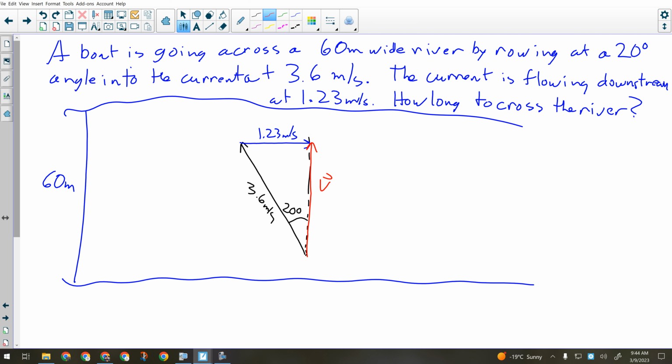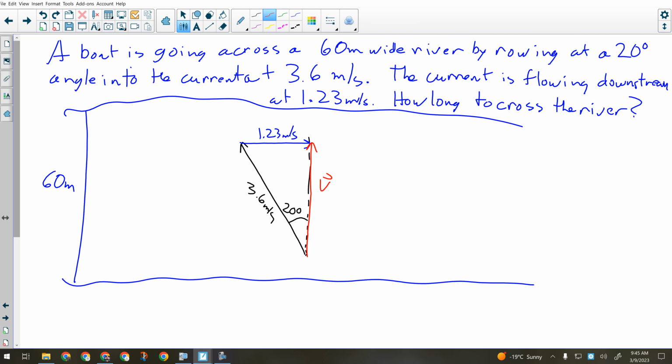Okay, so I'm trying to figure out a time here. What do I need to find first? I need to find my resultant velocity, yeah. Okay. Is there a quick way to do that? I could do Pythagorean theorem, but I think there's an even quicker way. 3.6 cos 20. Yeah, 3.6 times the cos of 20. I have the hypotenuse of that triangle and I have the angle. I want the adjacent side. The adjacent side is actually my resultant.